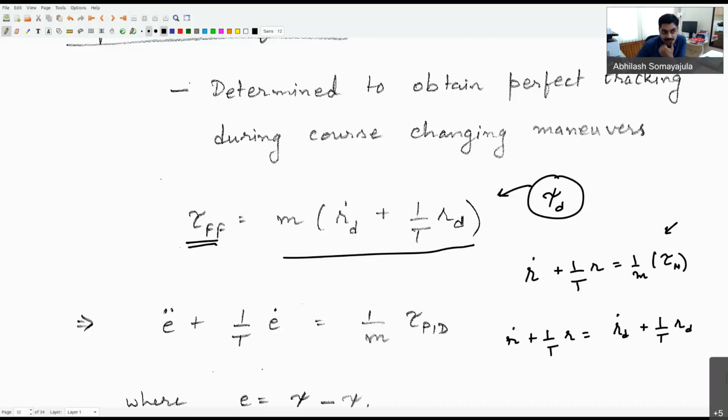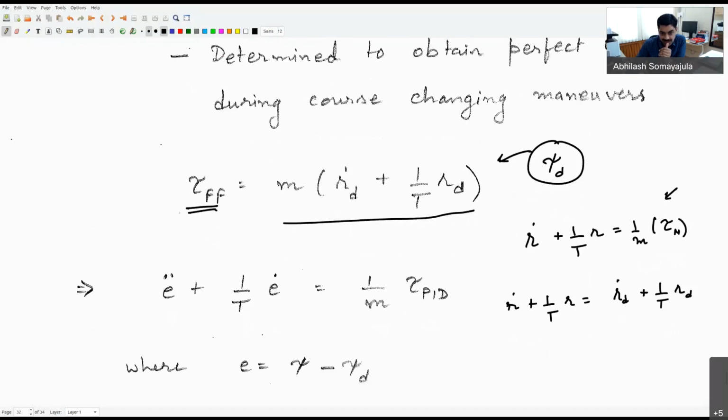Correct? So if I define the error between the actual yaw rate and the desired yaw rate, I'm specifying the error as psi minus psi d. Then e dot is basically r minus rd, and e double dot is r dot minus rd dot. Using these three terms, I can see that this equation can be represented as this. Correct? Assuming the right-hand side is 0 there.